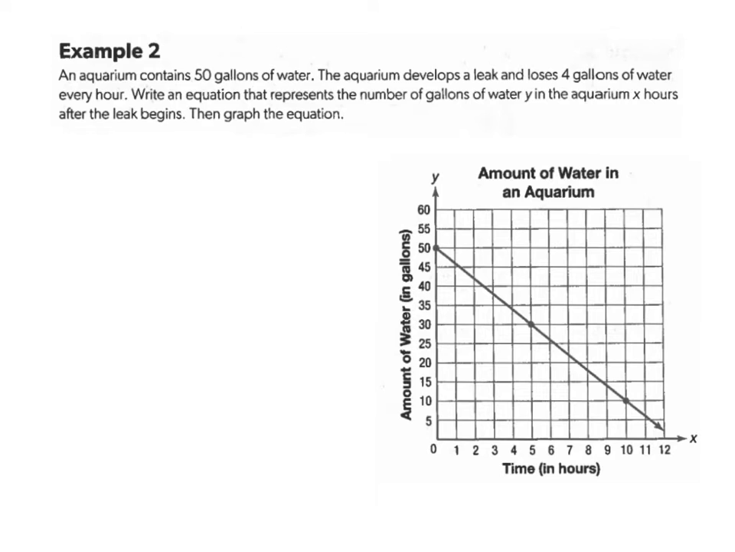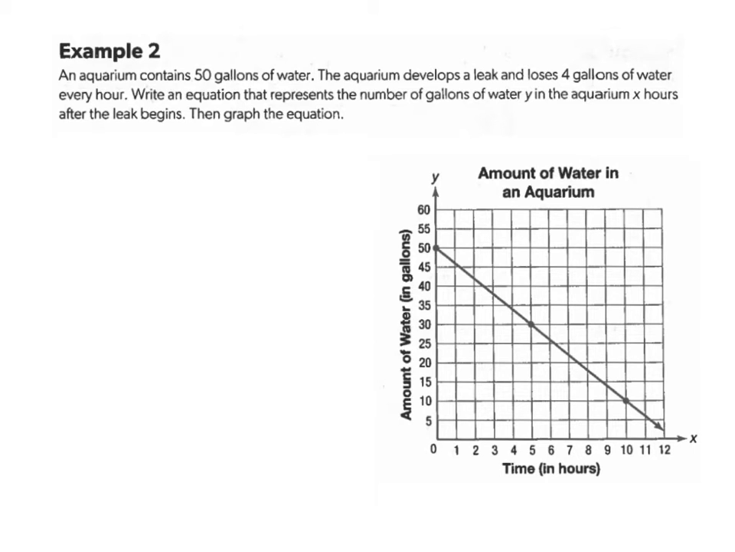Example 2 has a story problem, and it says an aquarium contains 50 gallons of water. The aquarium develops a leak and loses 4 gallons of water every hour. Write an equation that represents the number of gallons of water, y, in the aquarium x hours after the leak begins, and then graph the equation. So I've already graphed the equation for you. Right here, it's showing you that at 0 hours, it starts at 50 gallons, and then it starts to leak water, or decrease the amount of water that's in the aquarium.